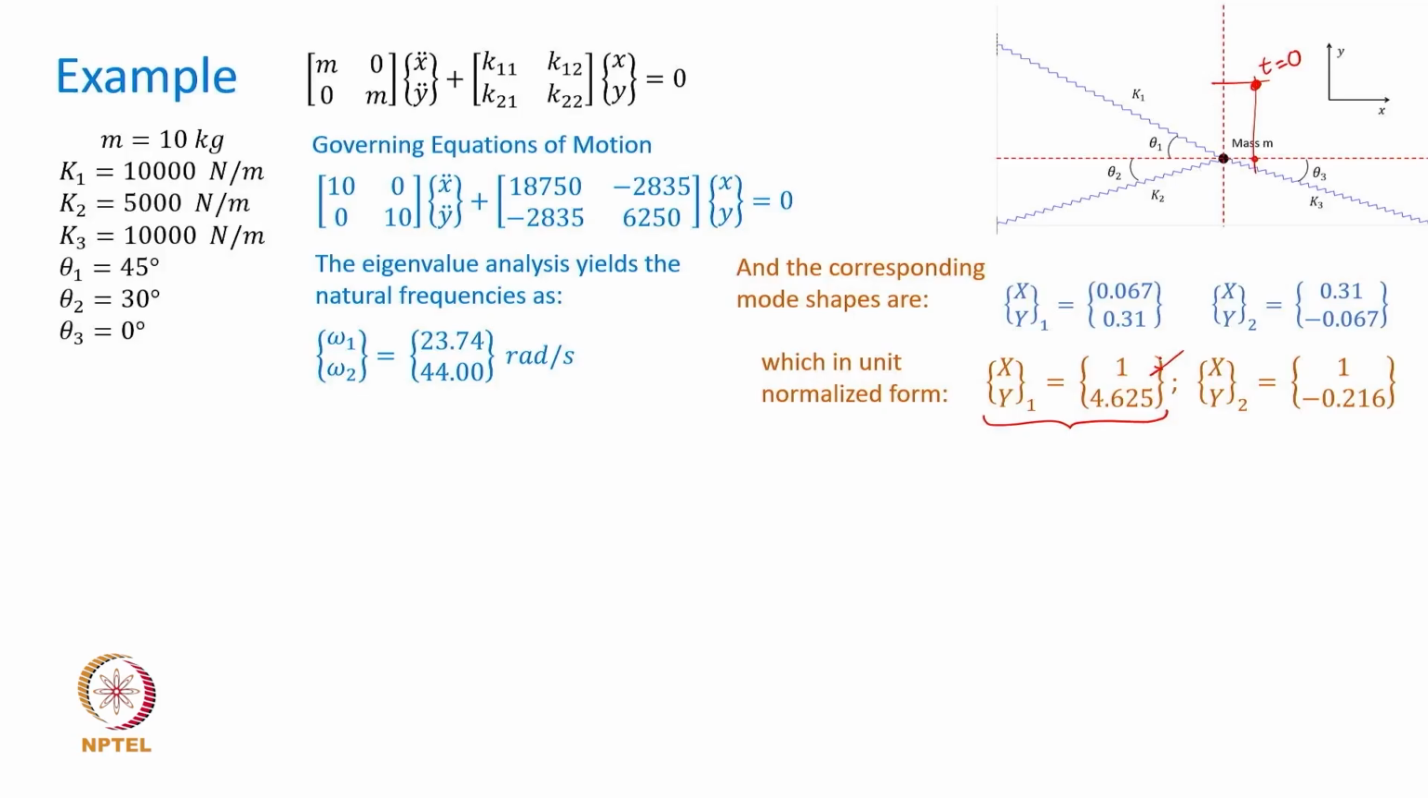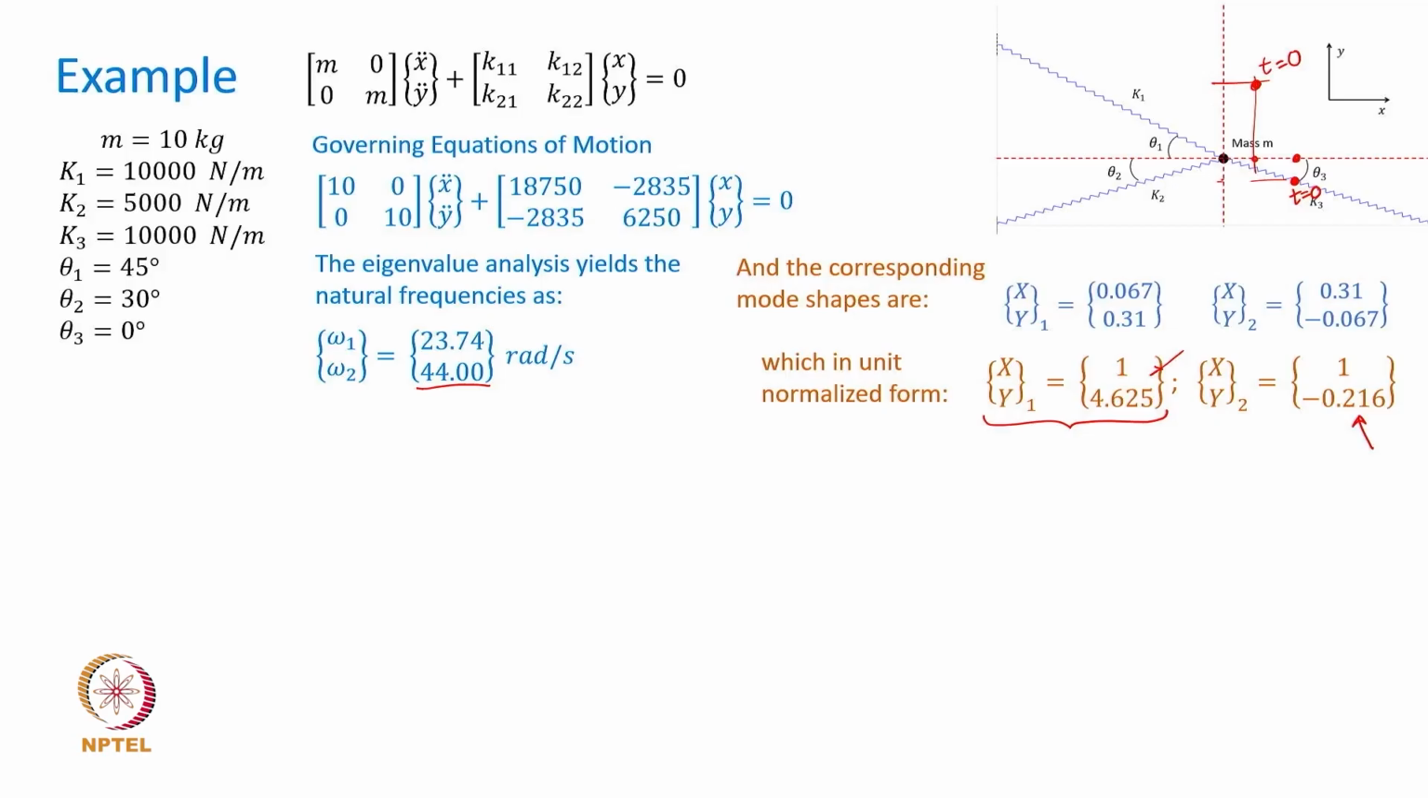Similarly, if at t equal to 0 I displace this mass in a way that x is 1 unit and y is minus 0.216 unit, that means somewhere here, and then release it, it will oscillate and execute the vibratory motion in a pure harmonic way with the frequency equal to 44 radians per second. And that is already known to us. That is how the mode shapes and principal modes of vibration are.